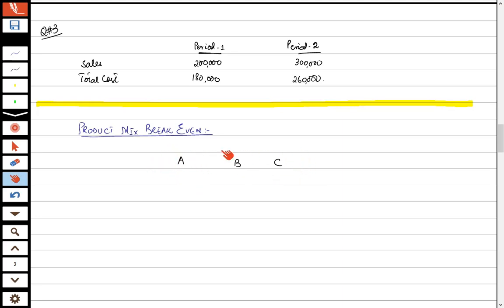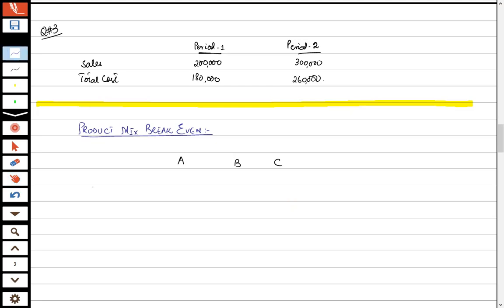So the main difference, whether to continue or discontinue the product or whether to achieve the break even, in this case depends upon the product mix and totally depends upon the fixed cost. And its analysis will be different than the usual analysis.